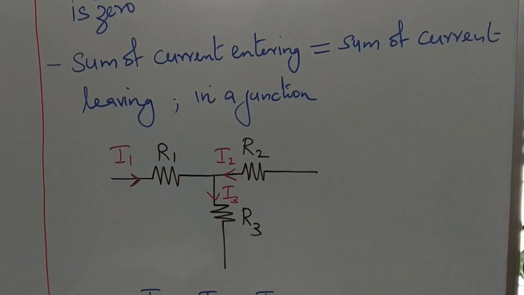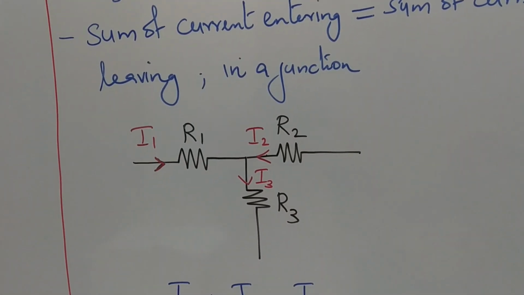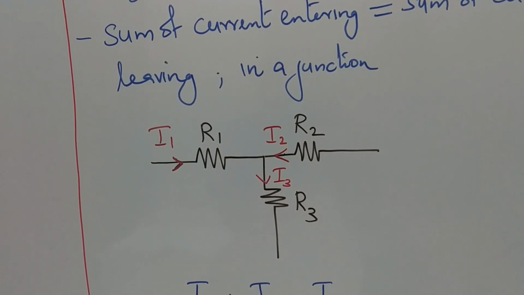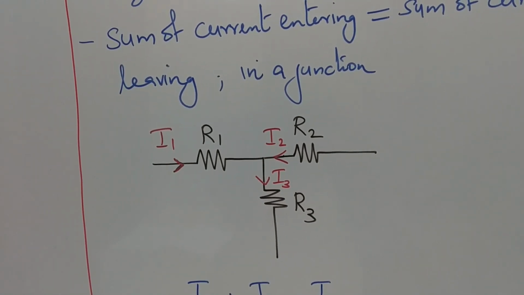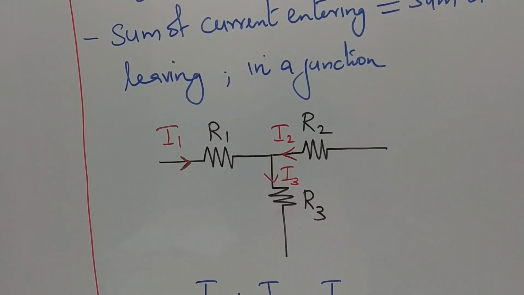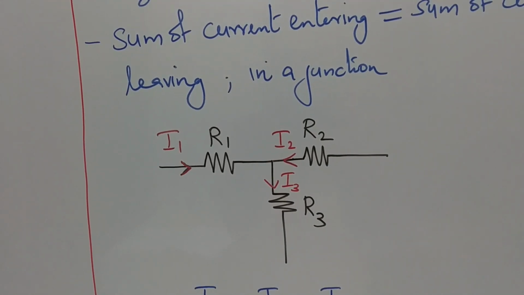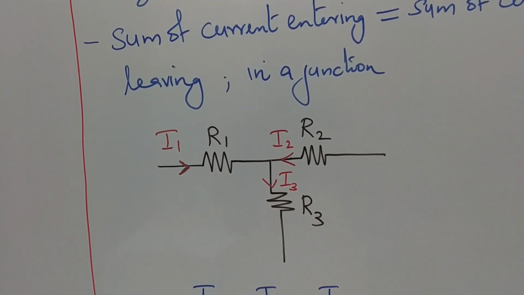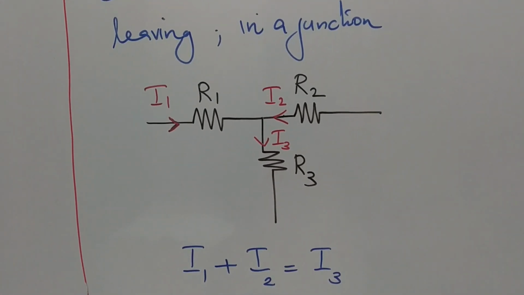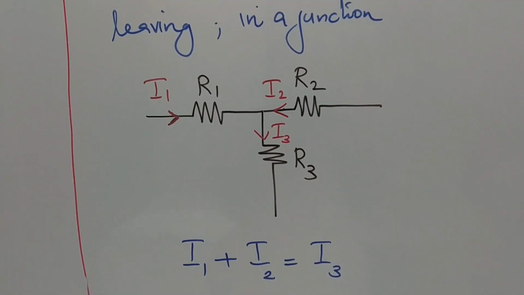Consider the circuit as an example. Here there is one junction to which three branches are connected, R1, R2 and R3, and I have marked the direction of current. I1 is flowing into the junction, I2 is also flowing into the junction and I3 is flowing outward. So the current entering the junction is I1 and I2 and leaving is I3. So by applying KCL, you will get I1 plus I2 is equal to I3.